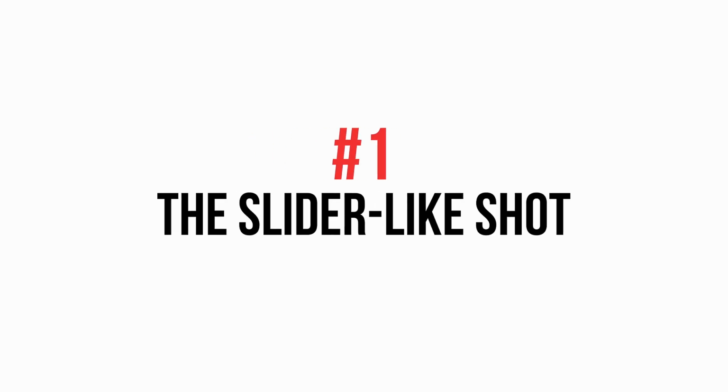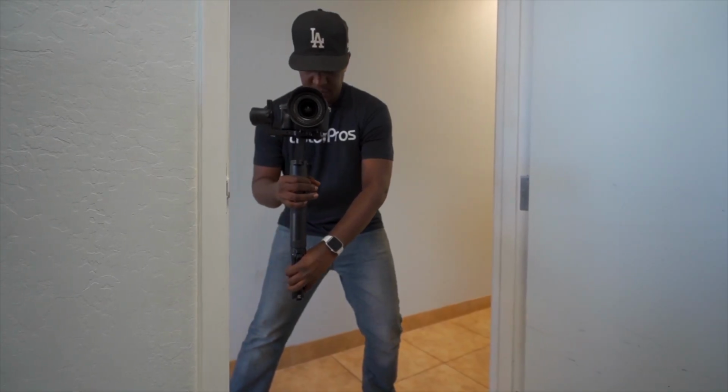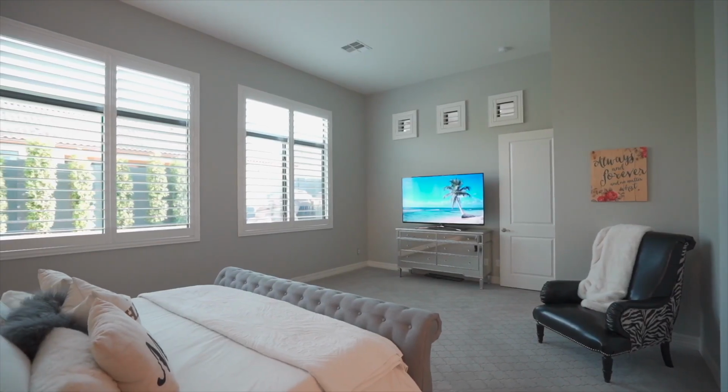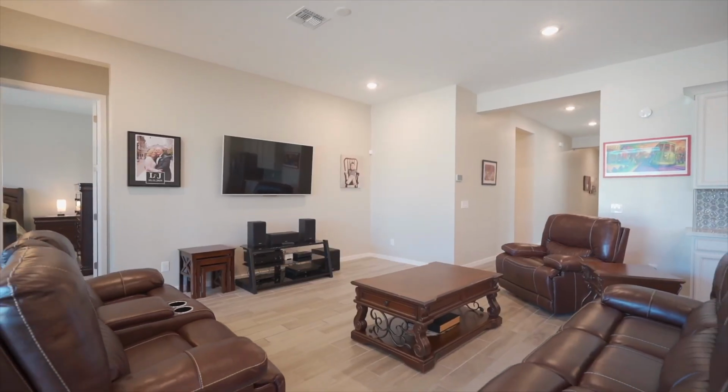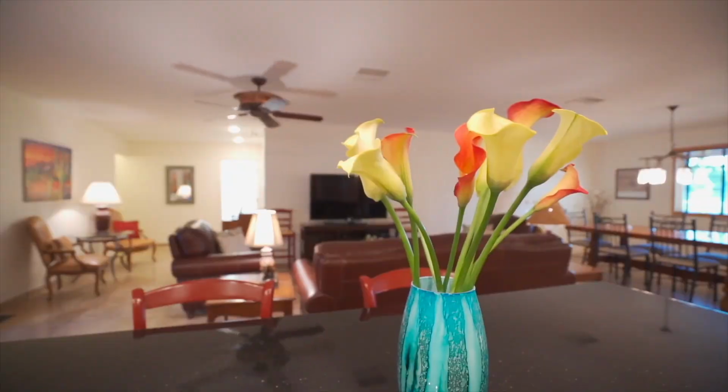The first shot type is the slider-like shot. To do this, you stand in one position with your legs apart, and without moving your feet, slide the camera from left to right or right to left to imitate a slider. You can even lean back and slide forward as well. The slider-like shot can be used to reveal a room from a doorway, and sometimes shots that are in slow motion like a water fountain or moving fan.